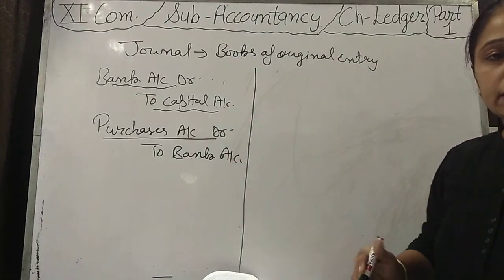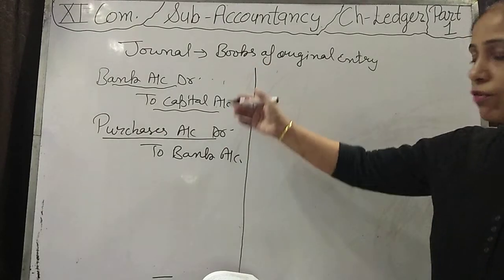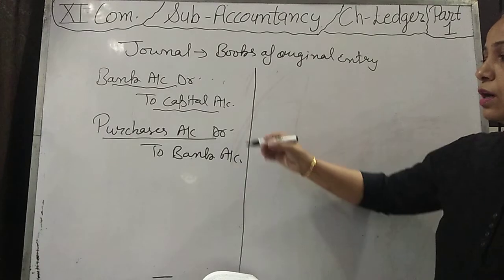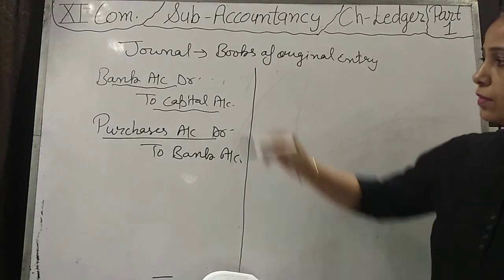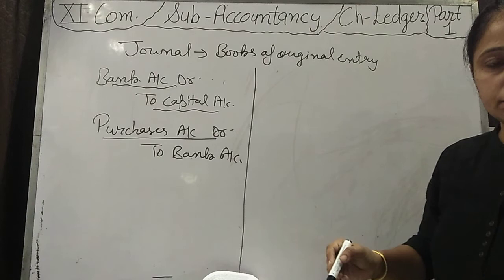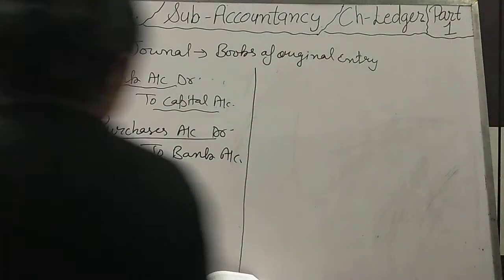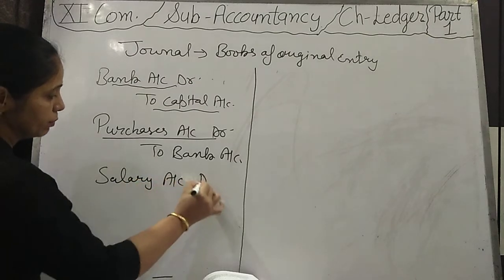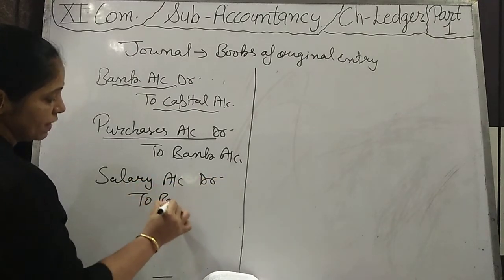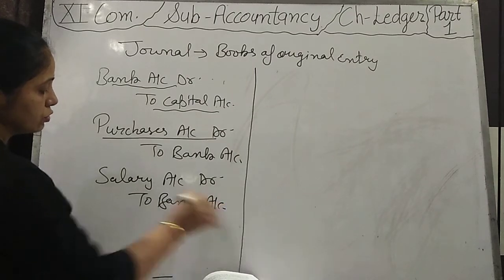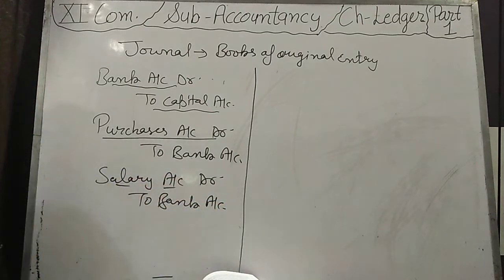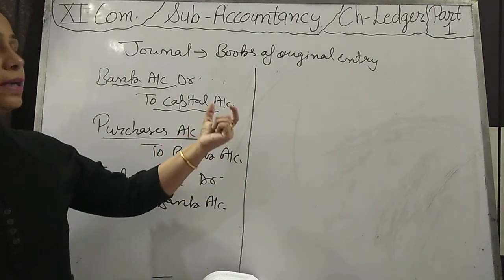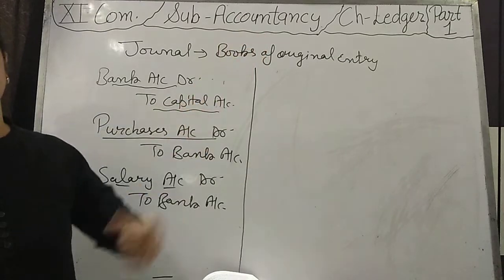We will calculate at the end of month the balance of every account so that we can know how much purchases are there, how much bank balance is there, how much salary we are paying at the end of every month. Like for salary we will pass a journal entry, salary account debit to bank. So by salary account we come to know the total salary at the end of every month. Okay, so we will open every account in the ledger book.